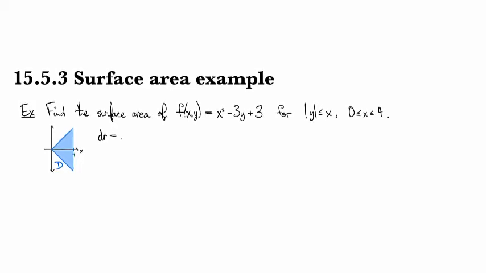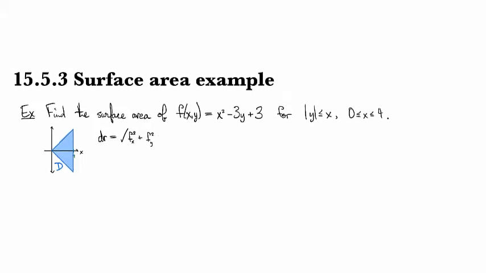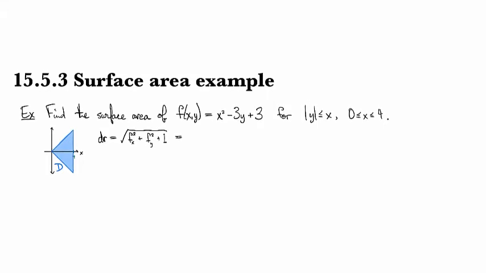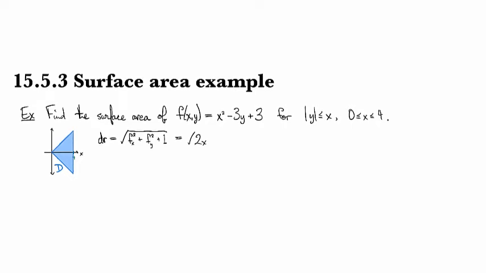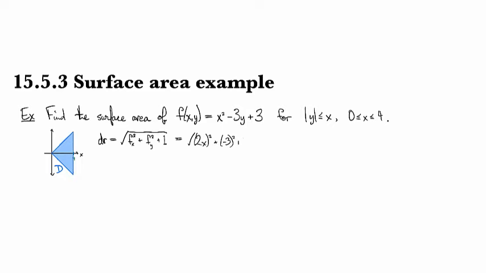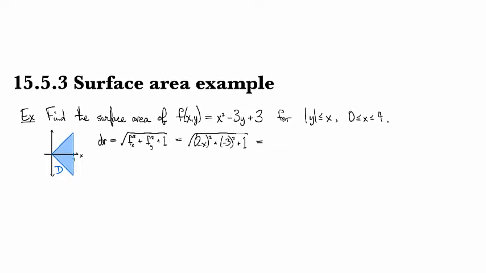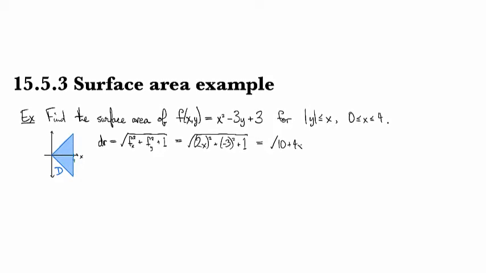We know from the previous clip that dS is going to be the square root of the x partial squared plus the y partial squared plus 1. It's easy enough to compute the partials for this one. So we get (2x) squared plus (minus 3) squared plus 1, which simplifies to 10 plus 4x squared.